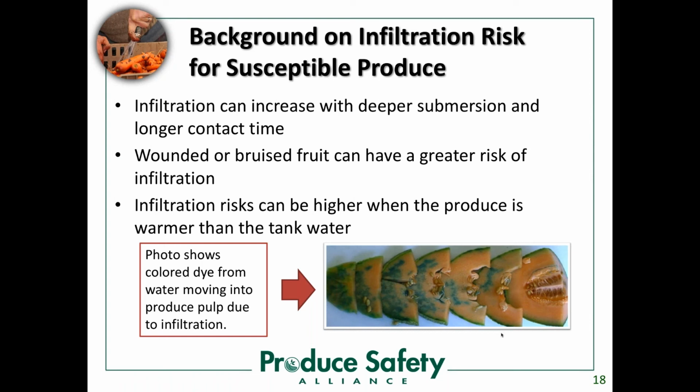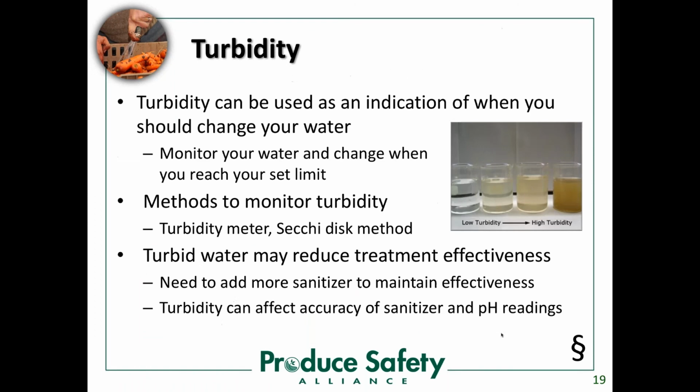So just remember, if you use deep submersion or have it in there a longer period of time, you're more susceptible to infiltration. If you've got a bruise or a wound on your fruit, obviously you're going to have infiltration. And then the temperature of your water. When produce is warmer than the tank water, you're going to have infiltration because of this vacuum situation that builds up within the fruit and draws that in.